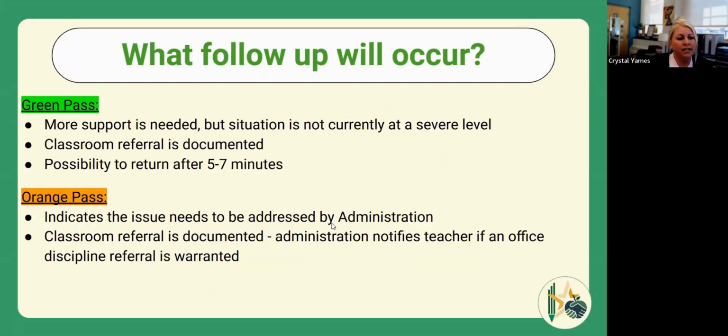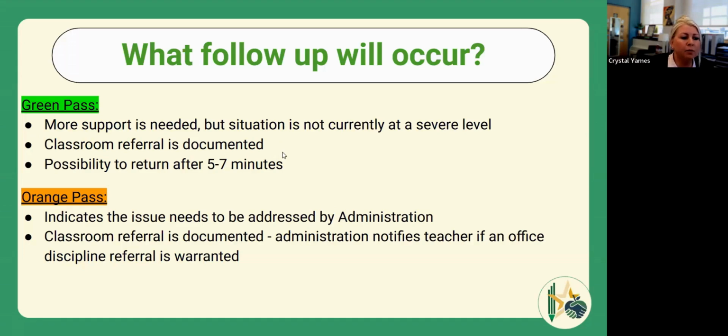So with CCR and the passes that I spoke of, there is a green pass and there is an orange pass. So we use a clear system to categorize responses. With a green pass, this means that more support is needed, but the situation is not currently at a severe level. The student will have a green pass, and it will identify why that student might be there. They might be there because they were being defiant. They may be there because they needed a break. Whatever it is, that will be identified on the pass.